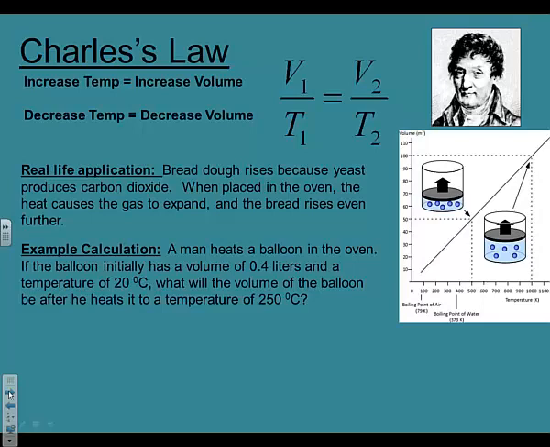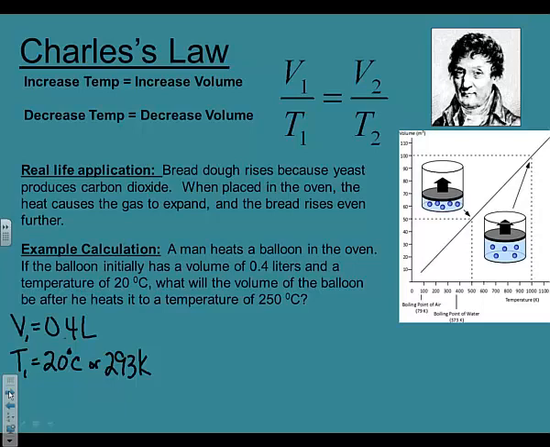So here's our example calculation problem. A man heats a balloon in the oven. Now, why you would want to cook a balloon, I don't know, but let's work through this. If the balloon initially has a volume of 0.4 liters, so there's my initial volume, V1, it's 0.4 liters, and a temperature of 20 degrees, so there's my T1, 20 degrees Celsius, or 293 Kelvin. Remember, always use Kelvin in your values for temperature. That way we never have a negative value.